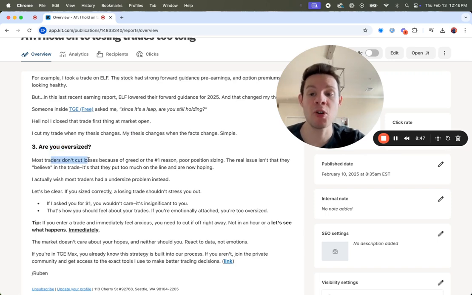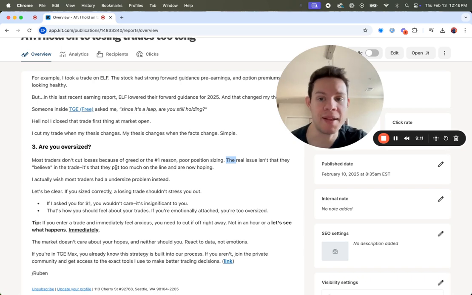Most traders don't cut losses because of greed, or the number one reason, poor position sizing. The real issue isn't that they believe in the trade, it's that they put too much on the line and are now hoping. So you enter hopeism, because now you're hoping for that trade to come back to life and you just don't cut it. And I get it. I've been there, done that, learned my lesson. Move on is the best thing. Move on.